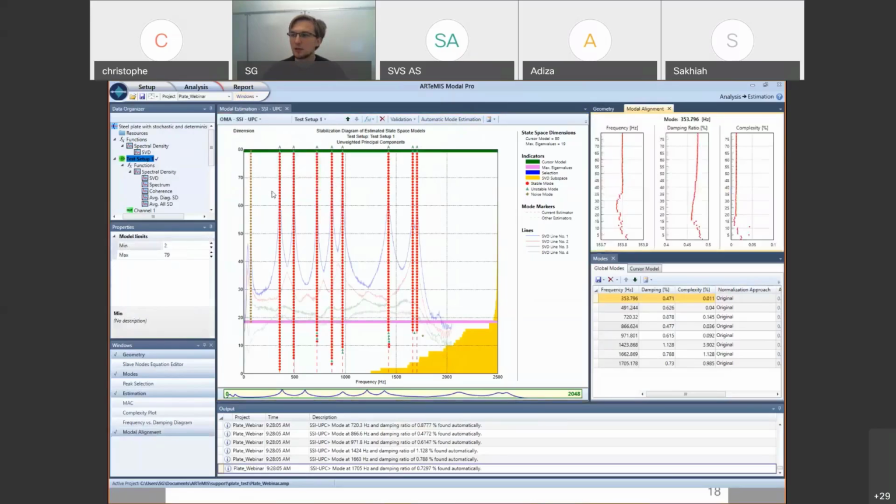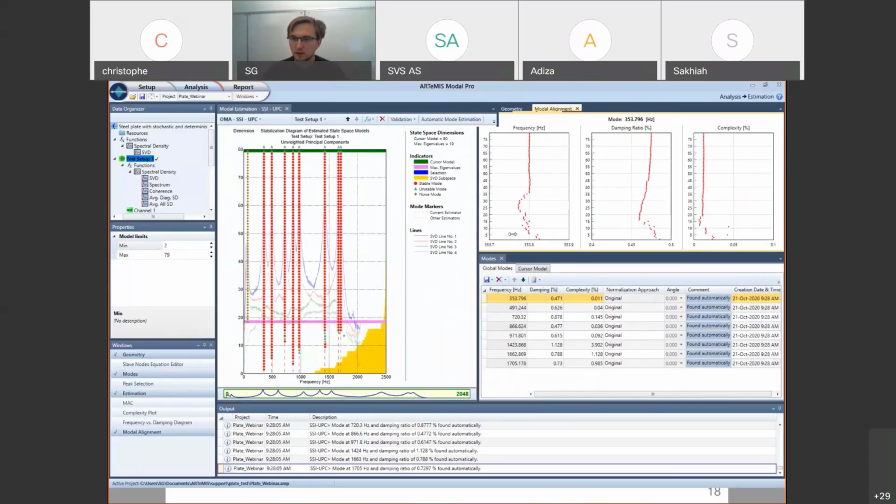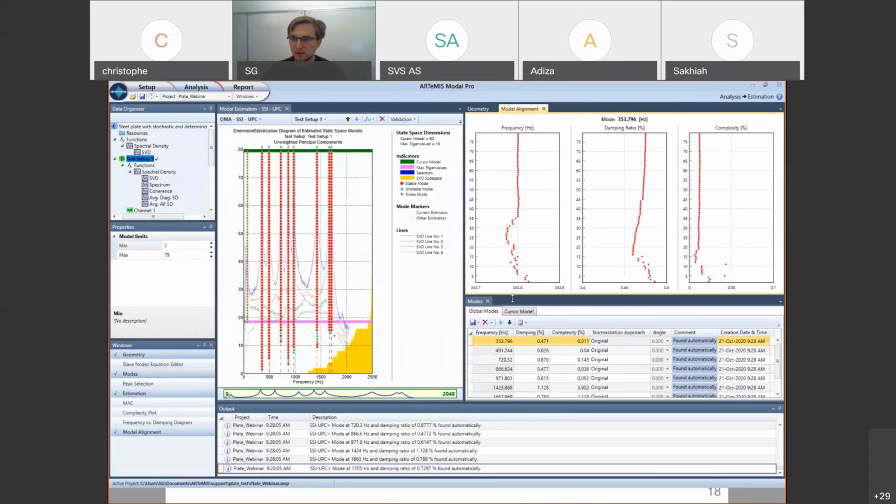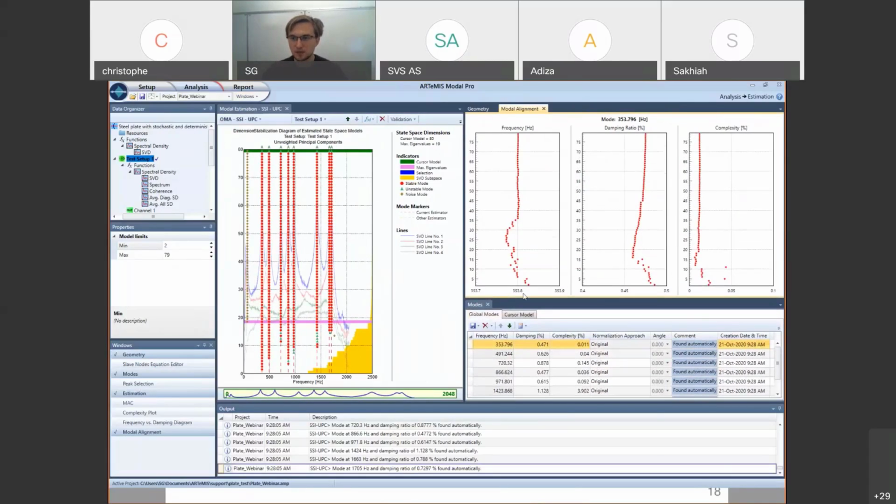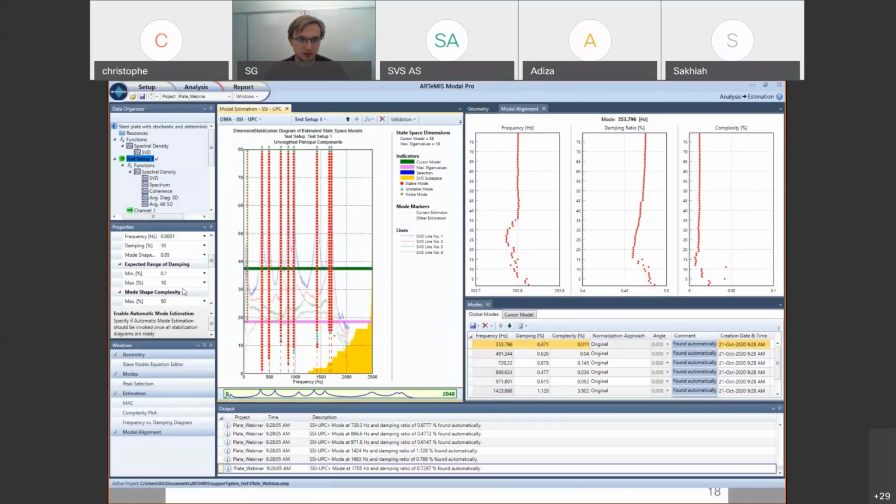which is chosen here. So let's look at it. So here we can see the modal alignments. So we can see the frequency of the first mode varies slightly, damping ratio varies slightly, and then the complexity varies slightly. But it is considered stable by some indicators that we use in ARTeMIS.